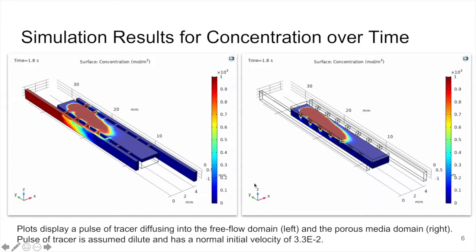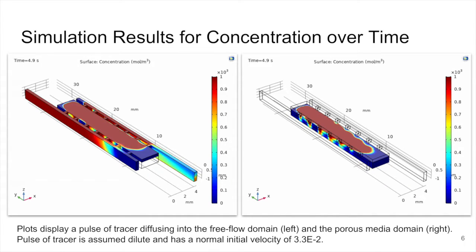Initially, we studied the diffusion of nutrients and low molecular weight drugs into the microfluidic device and through the porous media domain. A tracer is initially pulsed at the inlet channel. The plot on the left shows the diffusion of the tracer in the free flow region, and the plot on the right shows the diffusion of the tracer into the porous media. As you can see, a characteristic diffusion pattern was achieved for this microfluidic device.